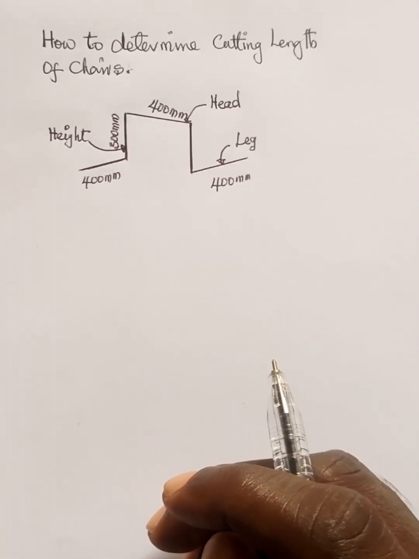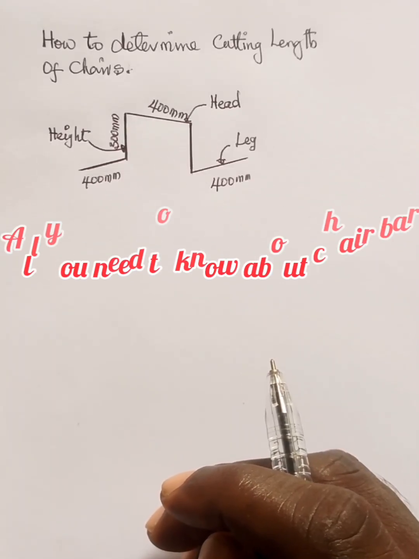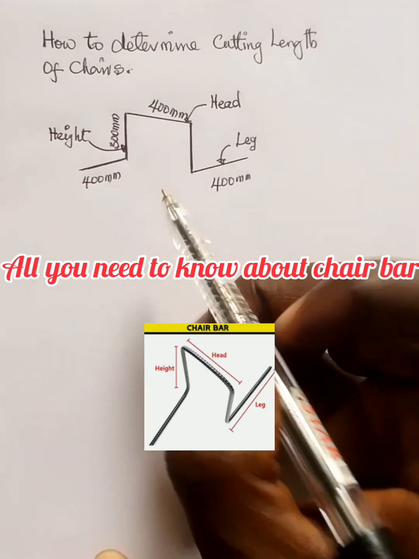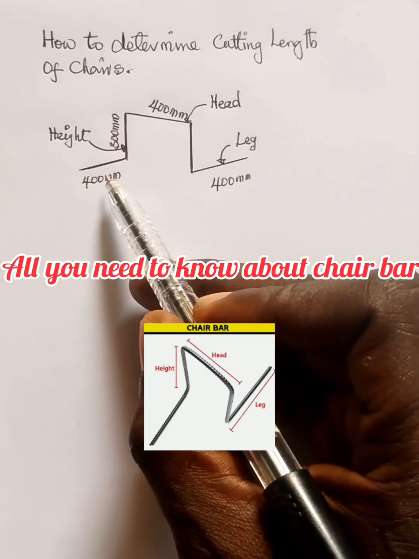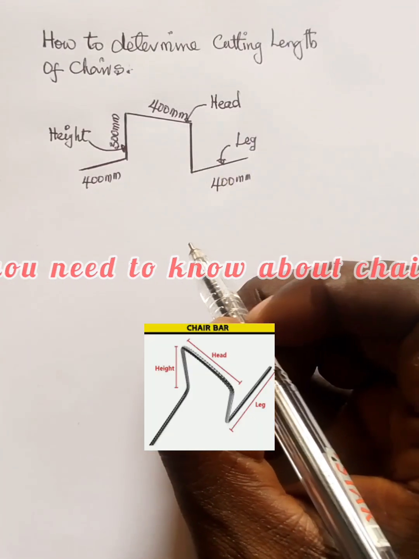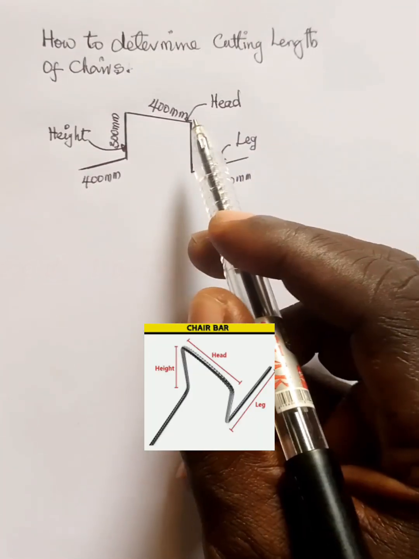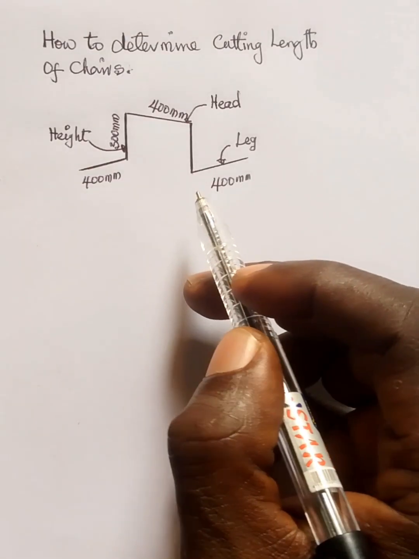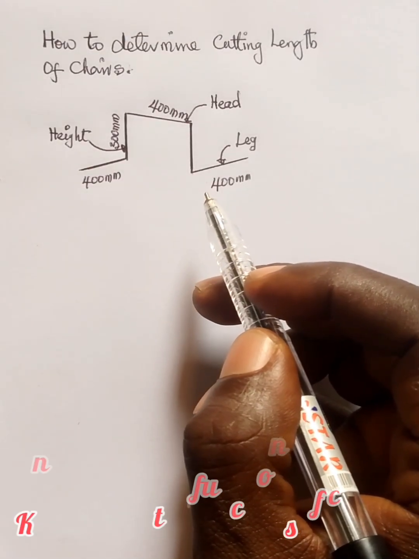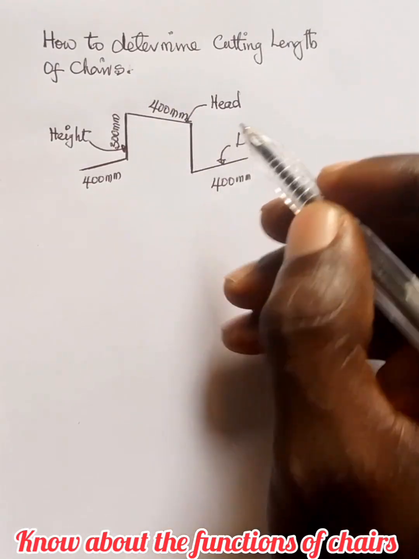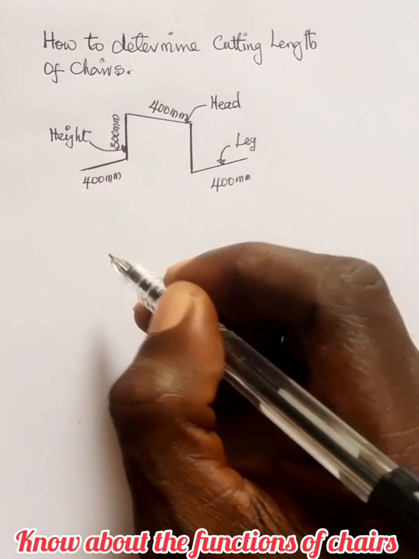Alright viewers, let's see how we can determine the cutting length of this chair bar. So let's look at this shape. This bar in this shape is called a chair. Before we determine the length, first of all, we want to understand the function of this bar in our element during construction. First of all, this chair bar helps us to maintain our concrete cover.